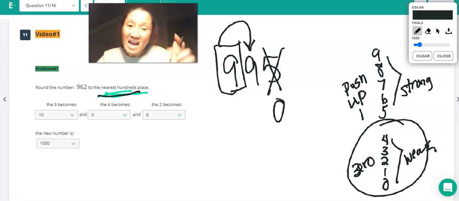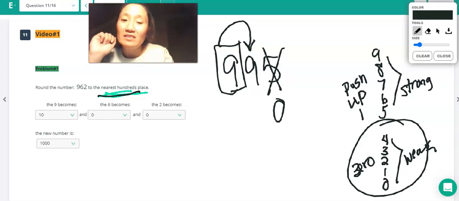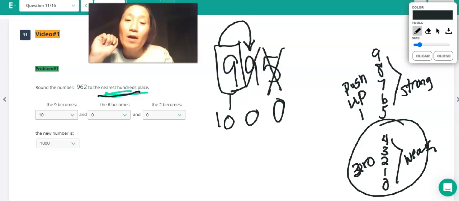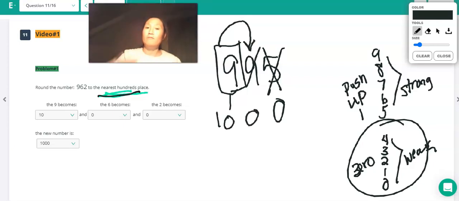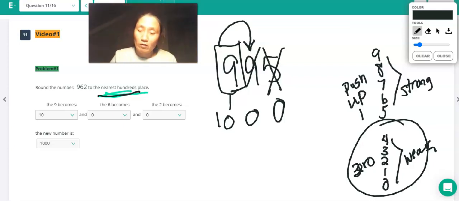Okay? 9 is strong, so it can push 9 up 1. It can push it up 1. So this 9 becomes a 10. And that 9's then like, okay, goodbye. We're done. I'm done. Peace out. It leaves with 5. So then the 9 becomes a 0. The 5 becomes a 0. So then 1,000. Okay? Again, tough, tough, tough.